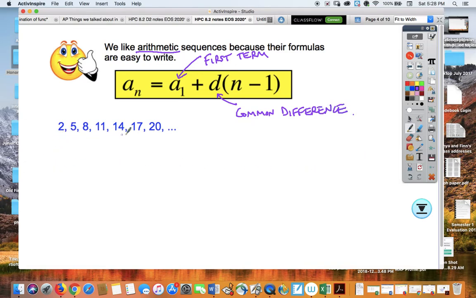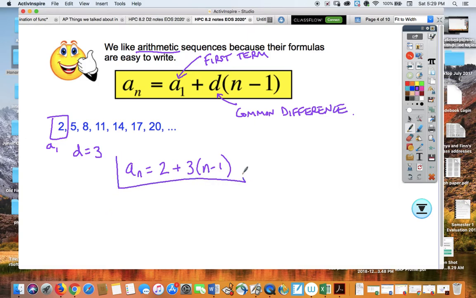So if I'm looking at this list of numbers, it looks like we are adding 3 each time. So that's my common difference. My first term is a 2. So I have enough information, I can write my formula. So my first term is a 2, my common difference is a 3, and then I multiply that by the quantity n minus 1, and there's my equation. I can leave it just like that.